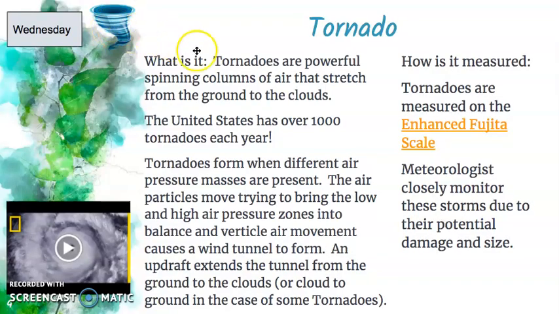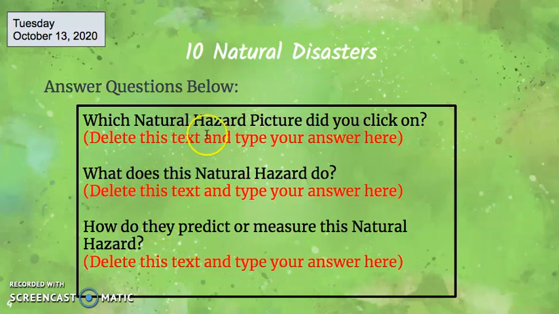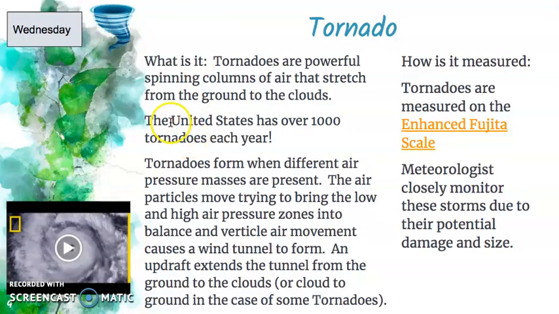Okay, so what is it? Tornadoes are powerful spinning columns of air that stretch from the ground to the clouds. So I could write that right over here. Answers the question, what it is. What does this natural hazard do? Well, we could read about what the natural hazard does, how it spins, how it forms. We could talk about that, but basically, it does kind of what it said up here.